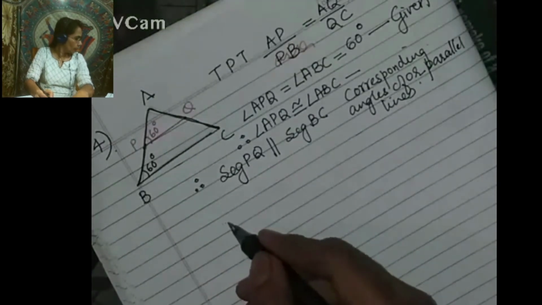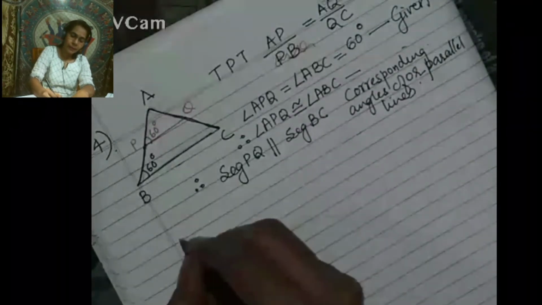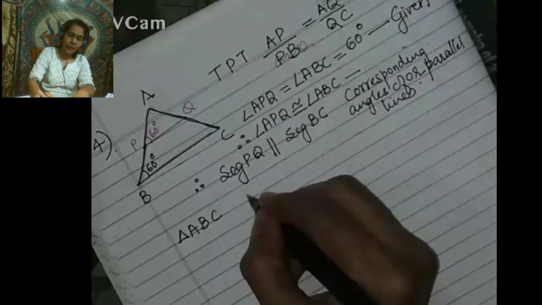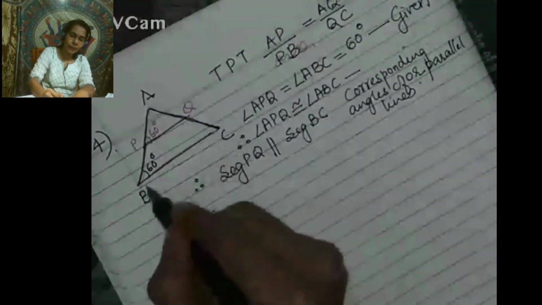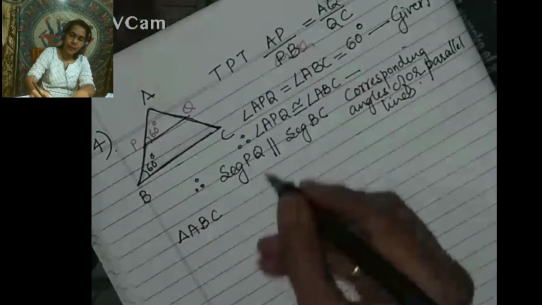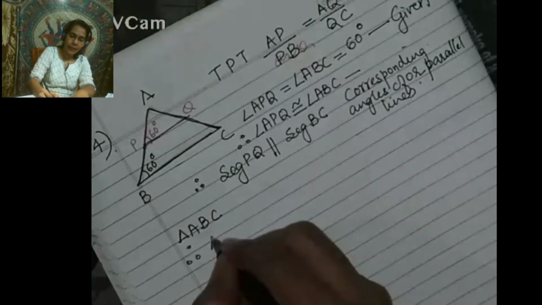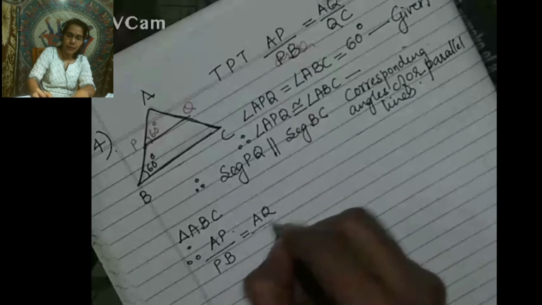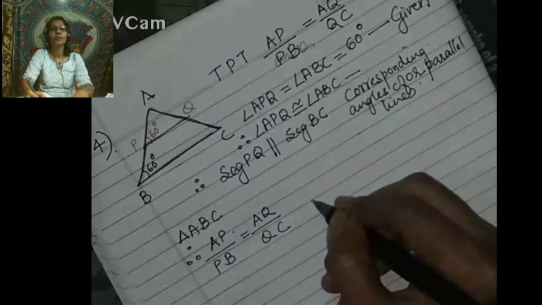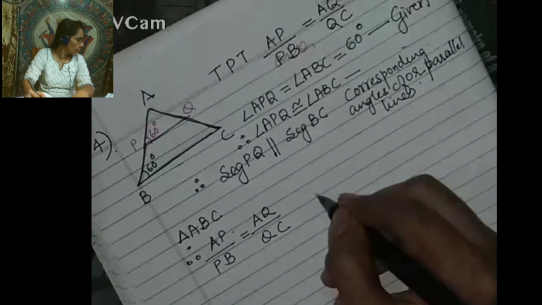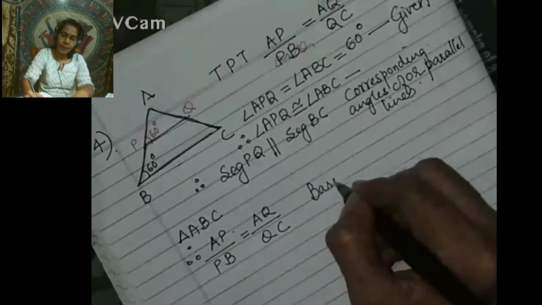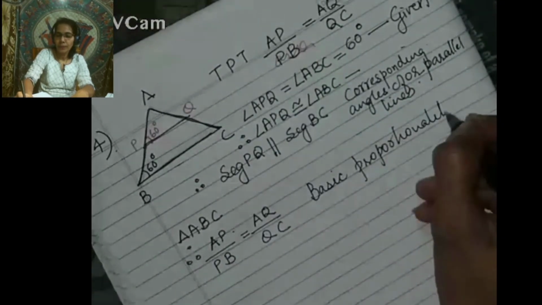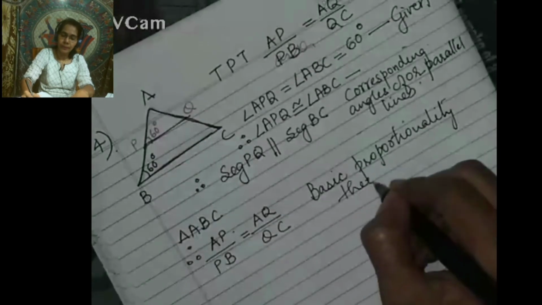Now, if I consider triangle ABC and in that PQ is parallel to BC, therefore AP upon PB is equal to AQ upon QC. What is this? We are using the basic proportionality theorem.